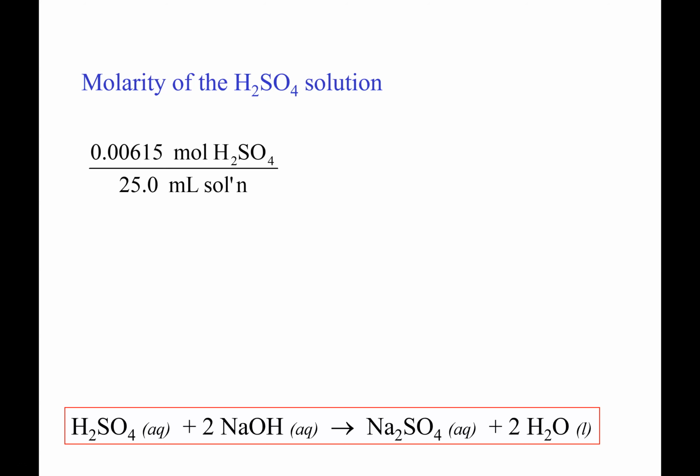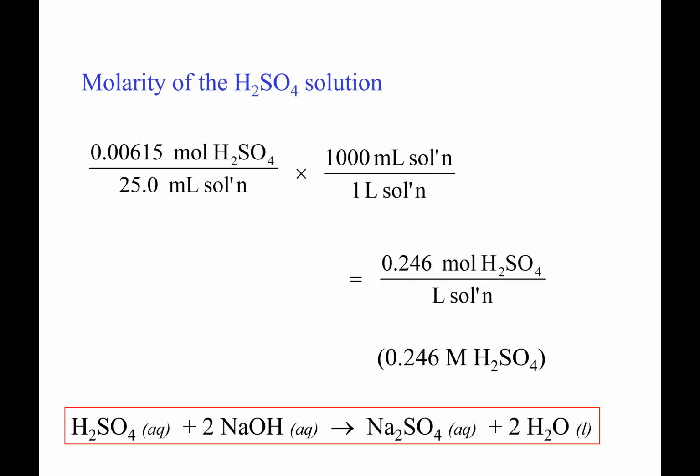Times it by 1 liter. Wait, by the 1,000 over. Yep, you're both right. Times 1,000 milliliters over 1 liter. Perfect. So I'll give myself 3 sig figs and a pat on the back. Okay. So you're going to see me write down 0.246 big M and my solute H2SO4.